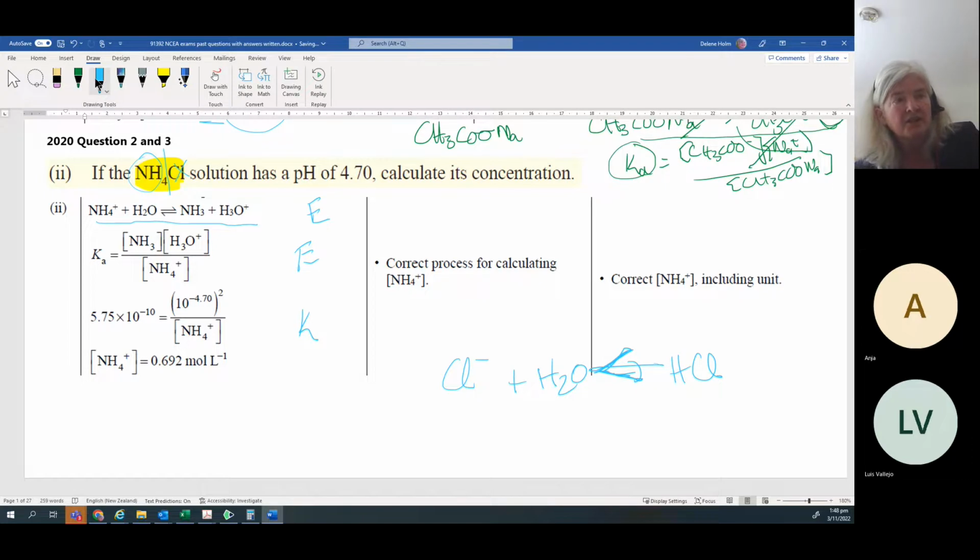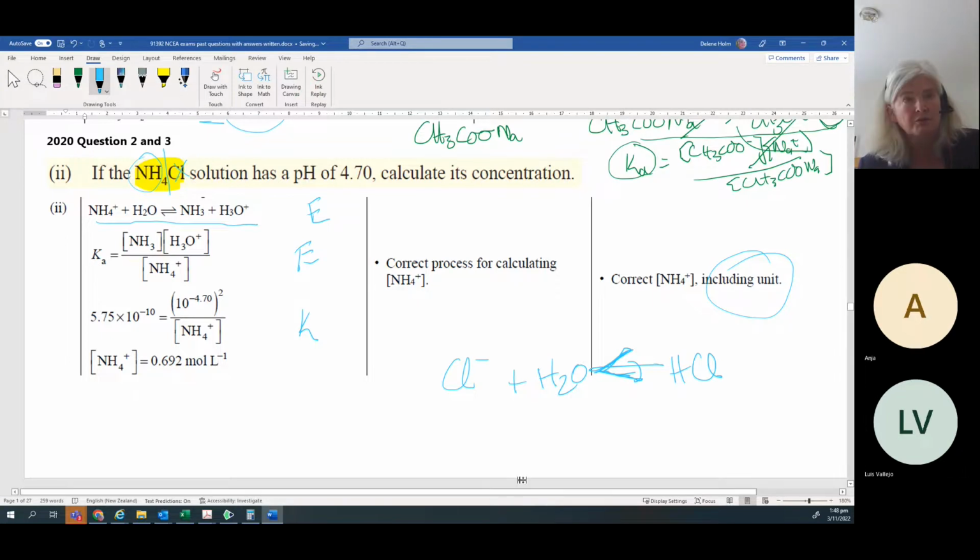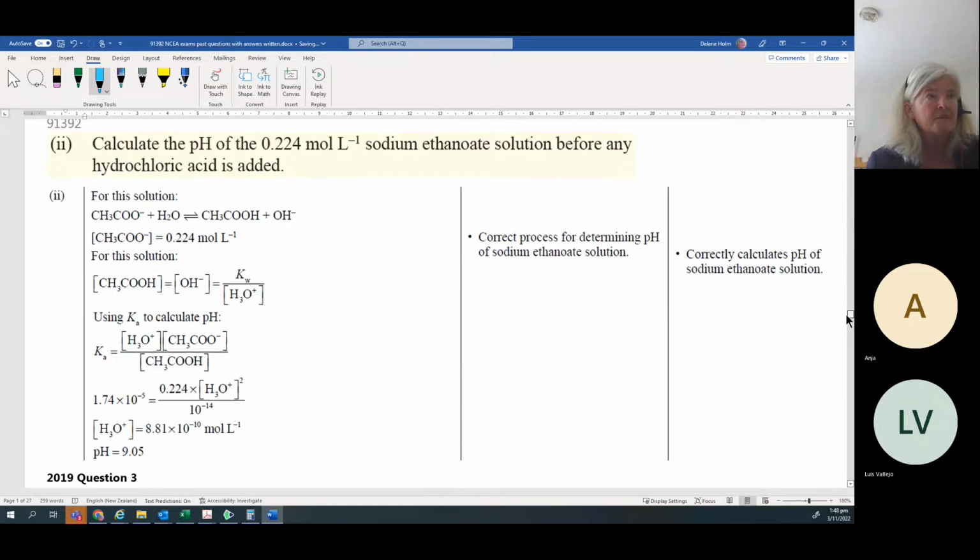And then, as I say, with your calculation, make sure when you're finished, you ask, is my answer sensible? Have I got the right significant figures? And have I got my unit? Because can you see, if you had everything correct, but you forgot your unit in 2020, they would have dropped you from merit down to achieved. Okay, so these are all, you can see they all go up to merit level.